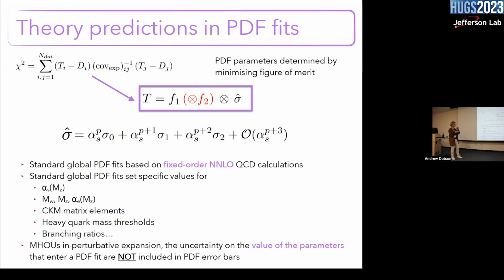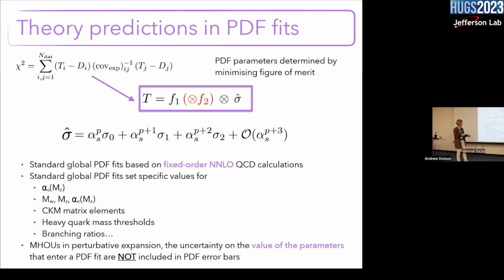but I don't think it's very interesting for you. So on top of the fixed order NNLO calculation, you also set some specific values. For example, you have to take alpha S at the mass of the Z. So this is your reference alpha S that you use in the theoretical prediction. So you set a specific value for the mass of the W, the mass of the Z, the alpha electroweak. You choose a specific value for the CKM matrix elements, for the heavy quark masses, and for branching ratios, and so on and so forth, okay?